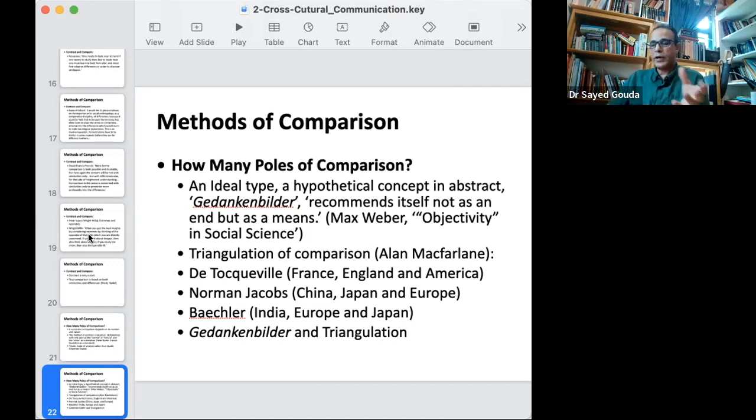Again, the comparison between China and Europe, but Japan acts as a middle factor here, and so on. Between India, Europe, Japan, the comparison between India and Japan, but Europe acts as just a middle factor between them. So we also try, the comparison would be so important if we add this Gedankenbilder, or the ideal type, the thing that does not exist except in our mind.